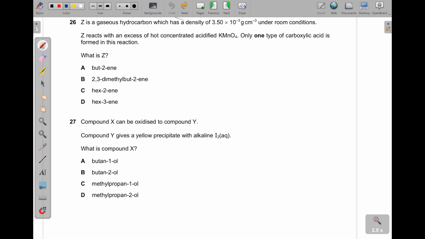Now, if I use this but-2-ene, this is the one here. When you use hot concentrated acidified permanganate, you are going to break this one into two and then you oxidize these ones. So which one are we going to get here? CH3COOH. That is the one we get on this side and also this side here. So that is one type.